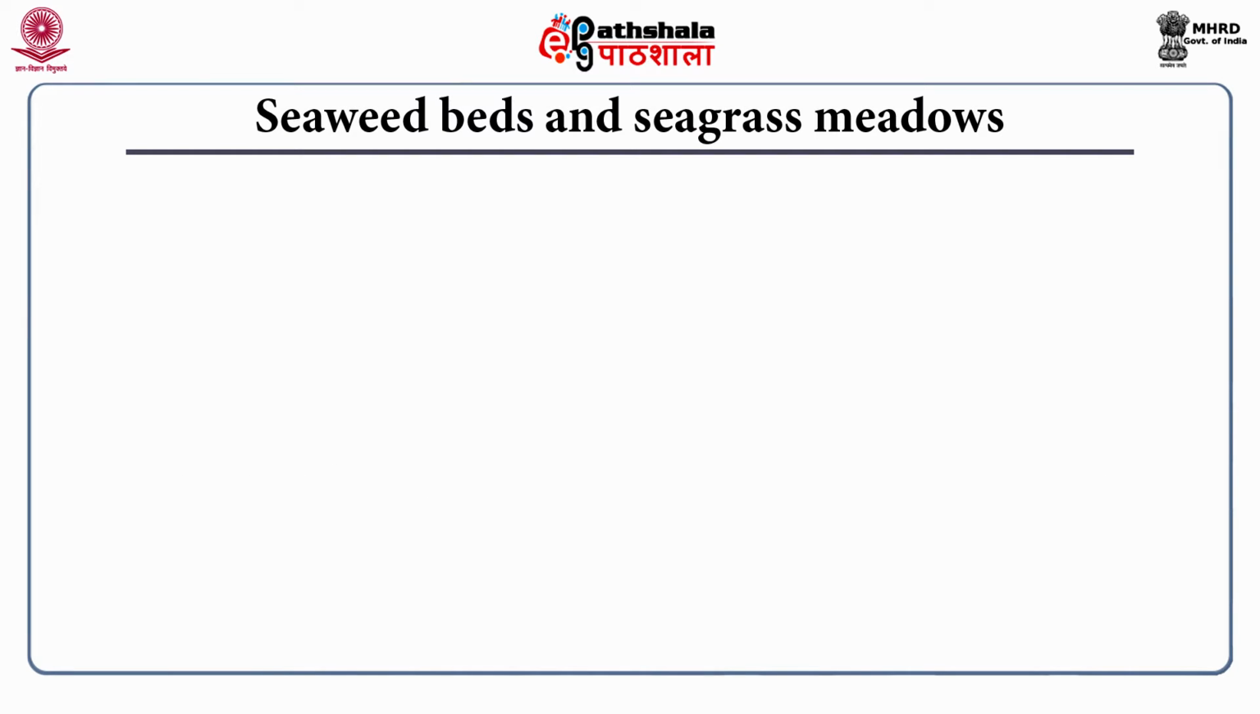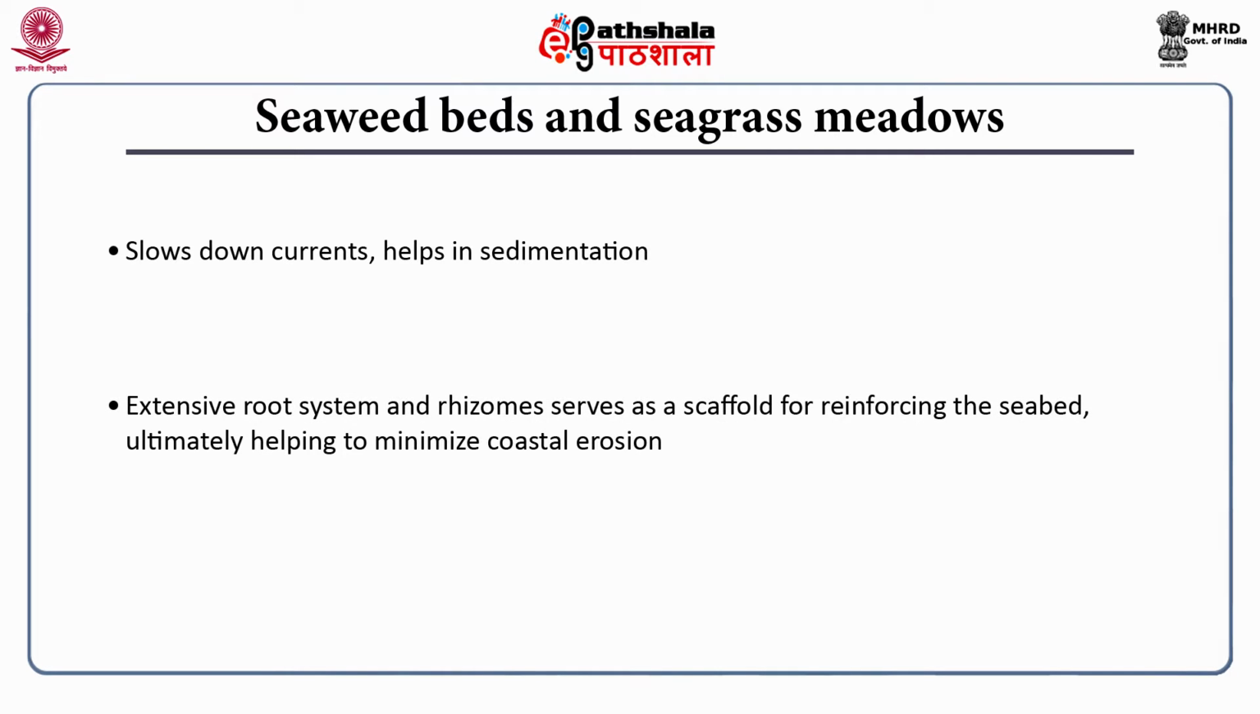Seaweed beds and seagrass meadows slow down the currents and help in sedimentation. The extensive root system and rhizomes serve as a scaffold for reinforcing the seabed, ultimately helping to minimize coastal erosion. Major primary producers of the ecosystem are, of course, based here in the seaweed beds as well as the seagrass meadows.